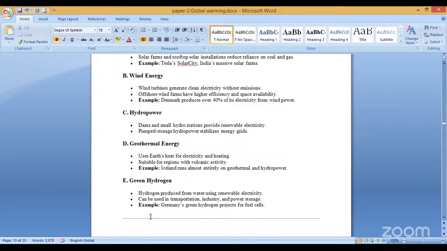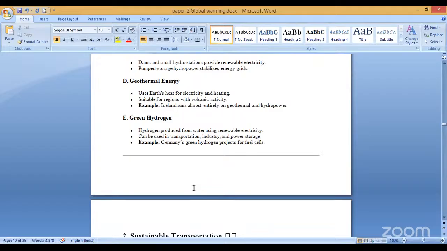Next one is green hydrogen. Green hydrogen is produced from water using renewable electricity and can be used in transportation, industries, and power storage, which we include in green energy. Examples for green hydrogen: Germany's green hydrogen production for fuel cells. Germany is the most important and appreciable country using green hydrogen.